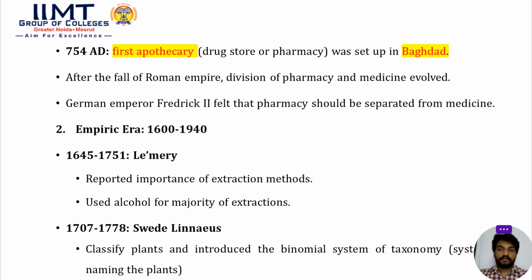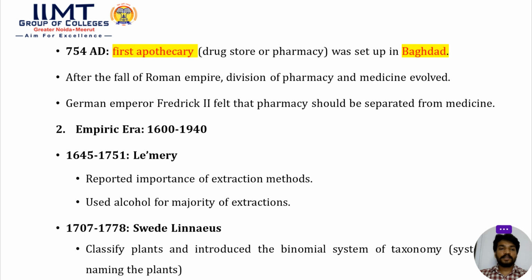Next comes the era of 754 AD, when the first apothecary, drugstore, or pharmacy was set up in Baghdad. After the fall of the Roman Empire, a division of pharmacy and medicine evolved, and German Emperor Frederick II felt that pharmacy should be separated from medicine. So this is all about the ancient era.